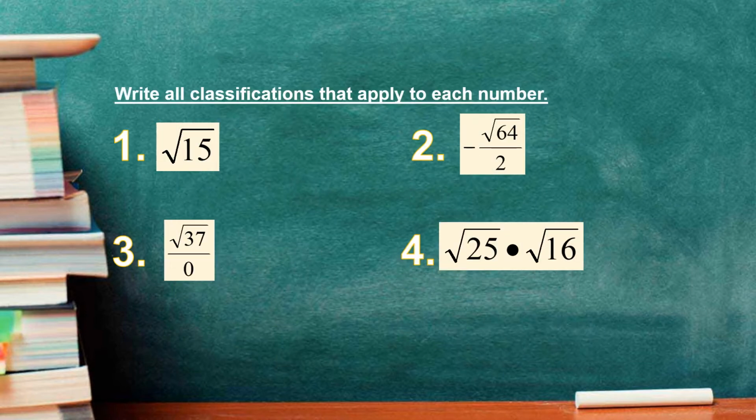How about for number 1? Square root of 15. Yes, that's real and irrational. How about number 2? Negative the square root of 64 over 2, simplified. The square root of 64 is 8, over 2 is 4. So with the negative, the final answer is negative 4. So negative 4 is a real number, integer, and rational.